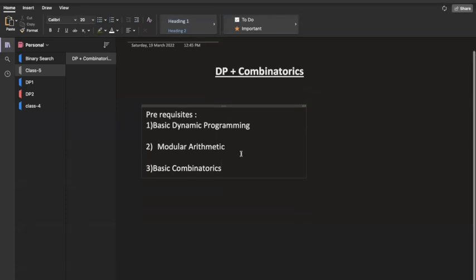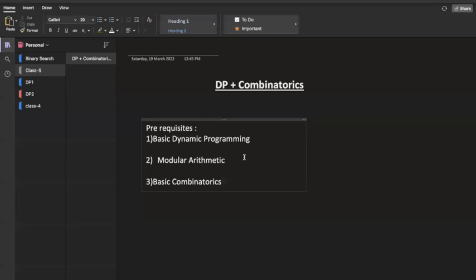That is, you should be aware of how we find the combinations of a number with respect to another number, basically how we find NCR values, and what NCR values actually represent. Okay, so these are the basic prerequisites for the session. I'll walk through the problems, then give you some time to think about them, and then I'll go over the solutions.